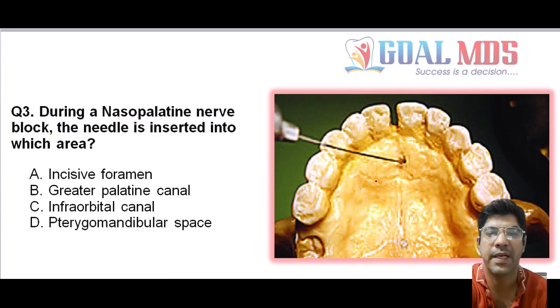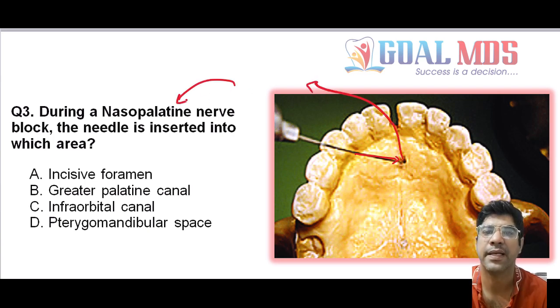During a nasopalatine nerve block, the needle is inserted into which area? The needle is inserted near the incisive foramen. The nasopalatine nerve block is performed by injecting the anesthetic solution near the incisive foramen to anesthetize the nasopalatine nerve, which provides sensation to the anterior part of the hard palate.